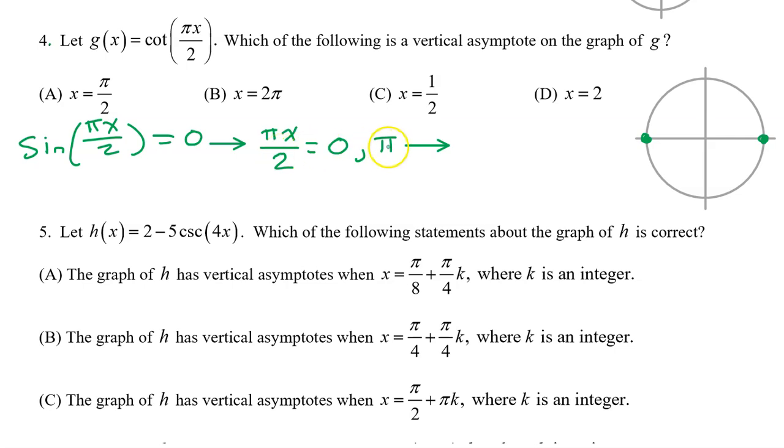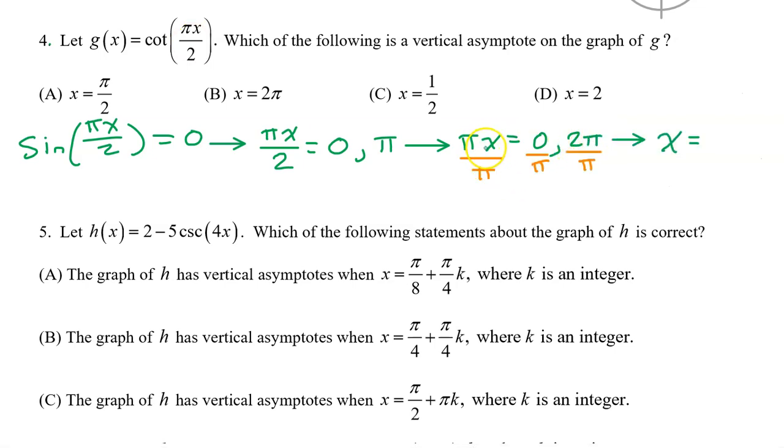Let's start by multiplying both sides by 2. If we multiply by 2 on the left, the 2 cancels out and we are left with pi x. 0 times 2 is 0, and pi times 2 is 2 pi.